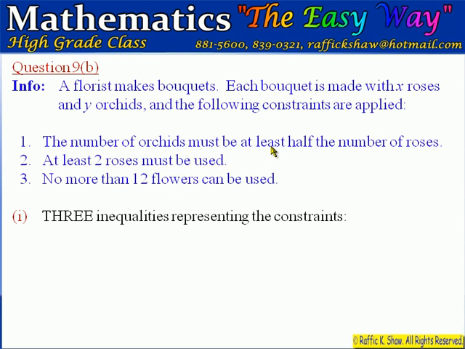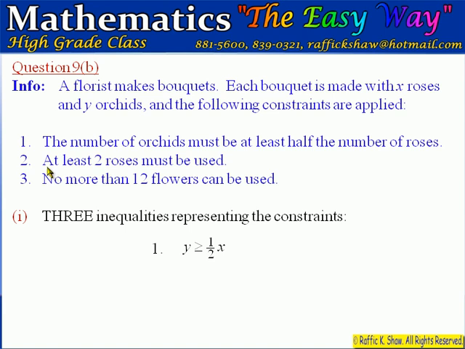So let's show the first inequality. And this is it. Y, which is the number of orchids, must be at least, which means equal to or more than, half the number of roses, which is X. So this inequality represents the first condition.